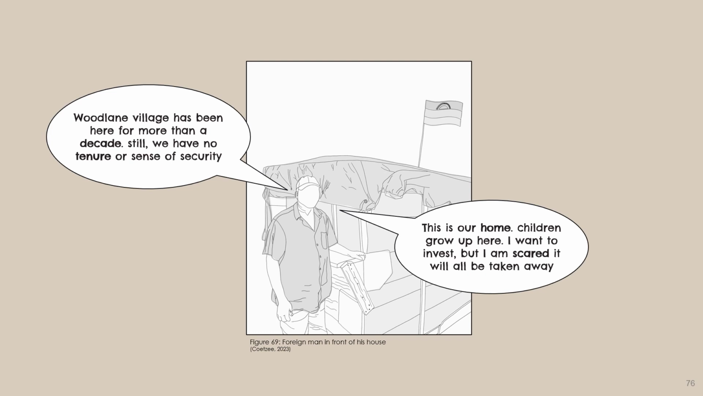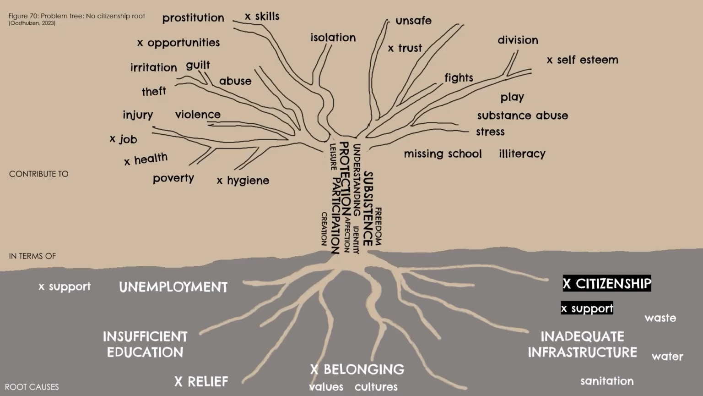Woodlane Village has many migrants, but it has existed for more than a decade. There is as of yet no tenure or sense of security. Do people not deserve a fair chance to be considered for ownership? The lack of support in transformation from a transient to a permanent community has left residents feeling marginalized and unsafe. The fear of the process of obtaining a working permit or citizenship has left many without opportunities or a reliable income.